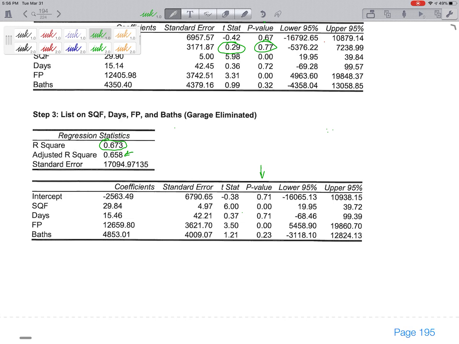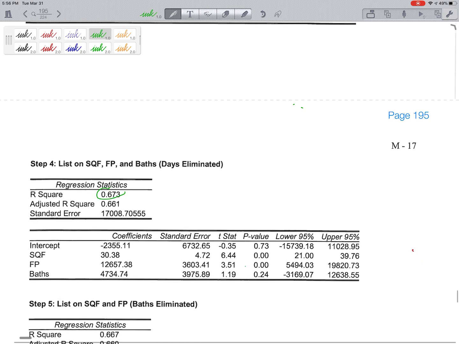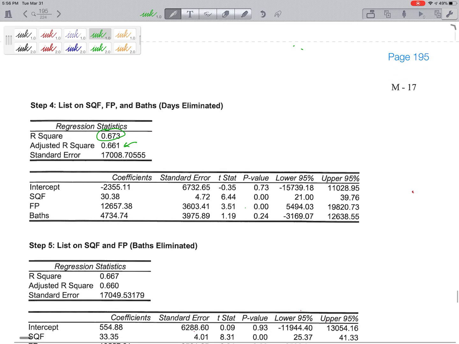Next step, look at the p-values. Get rid of the most insignificant variable, days. Very low t-star value. R squared still doesn't change. It's 0.673 to 3 decimal places. The adjusted R squared is creeping up. All right, let's get rid of the next least important variable, which would be baths.